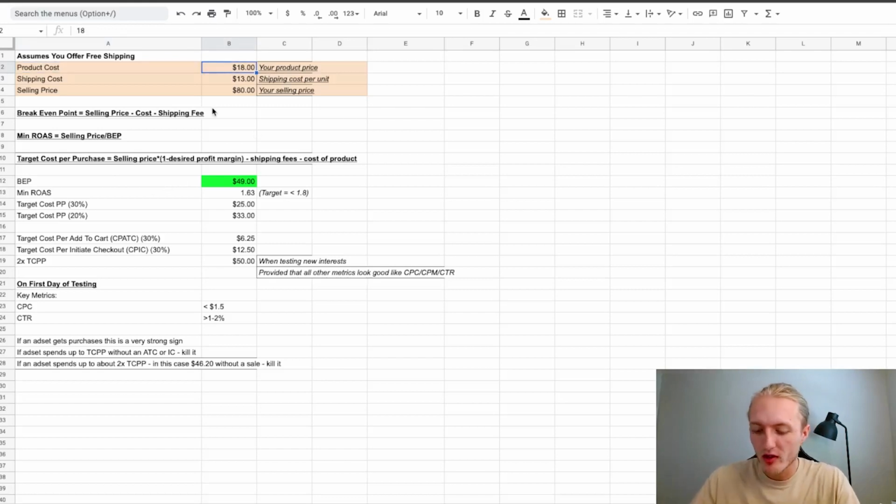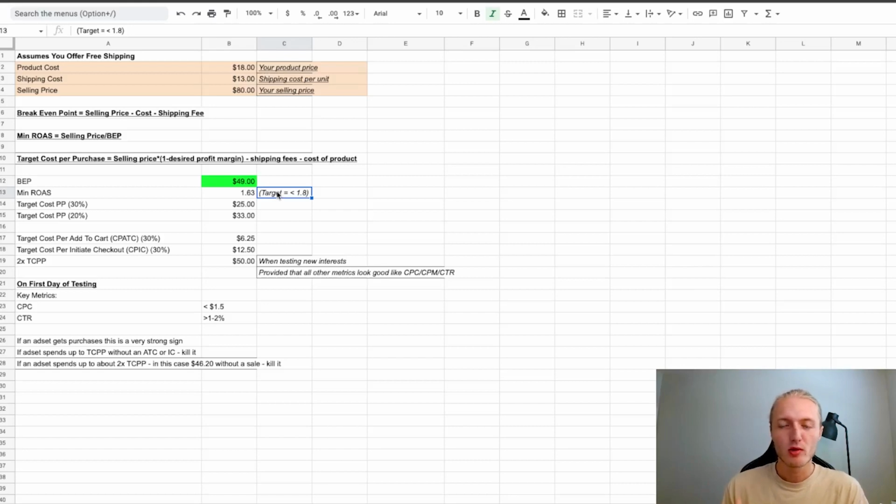You could input your product costs, which in this example, we do $18. Shipping costs, whether that's from the supplier to you or the supplier to the customer. So we put $13. And then our selling price, we're gonna aim for $80. So this brings our minimum return on ad spend to a 1.63. Now what this means is for every dollar we spend, we need to at least make back $1.63 to be profitable. So ideally we aim for under a 1.8 minimum ROAS, although the lower it is, the easier it will be to be profitable.